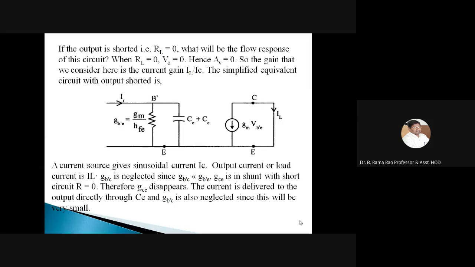Yeah, now we are going to find the current gain. A current gain gives the sinusoidal current, the output current. This is nothing but AC. The output current or load current. We can neglect the value of GB dash C.